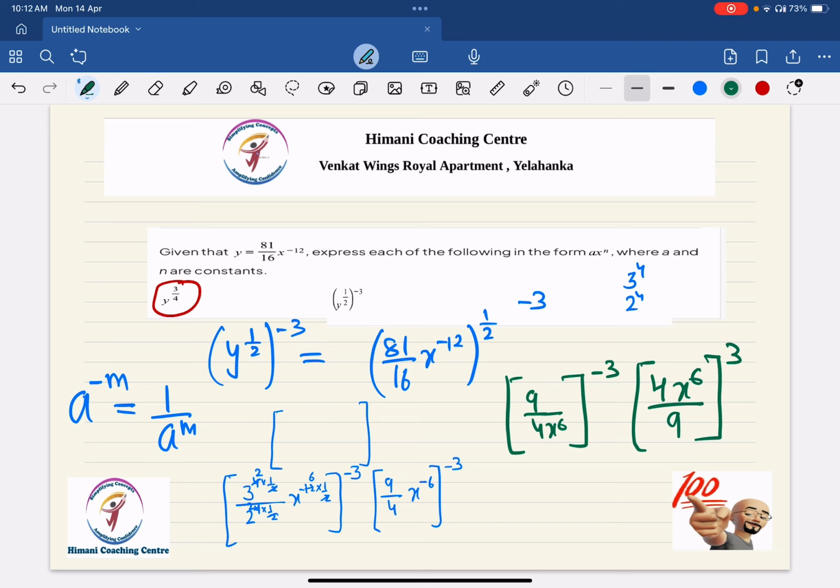Okay. Now, 4 to the power 3 and x to the power 6 into 3, which is 18, by 9 to the power 3. Now 4 cube is 64, x to the power 18, and 9 cube is 729. Okay, so this is how we solve this question.